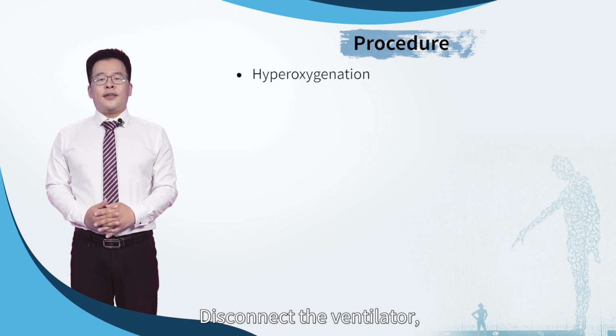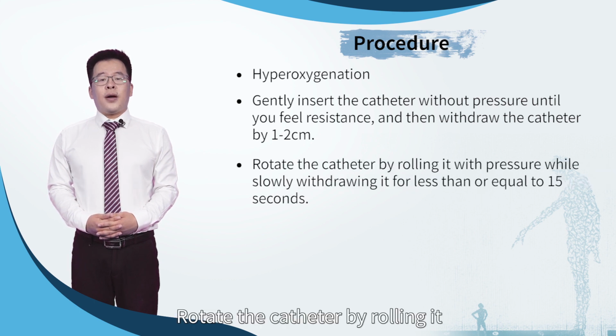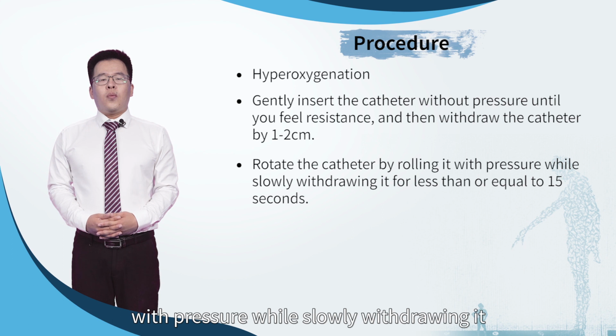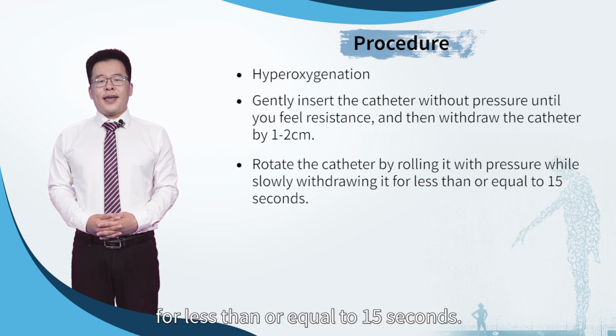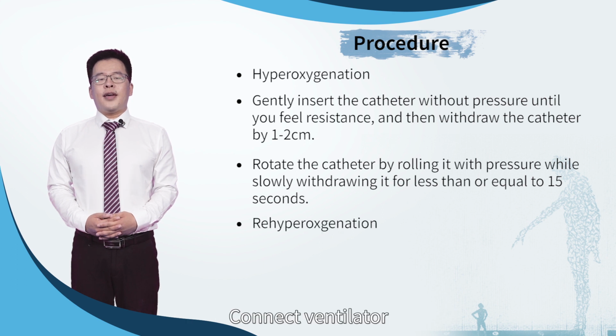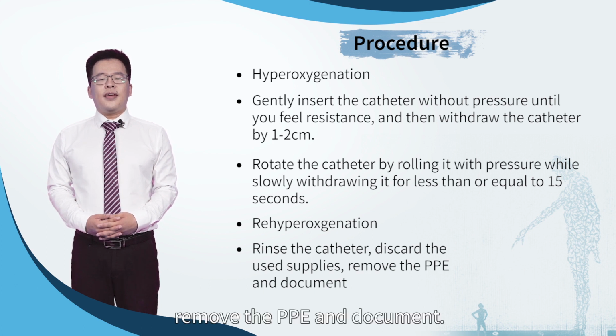Disconnect the ventilator, gently insert the catheter without pressure until you feel resistance, and then withdraw the catheter by 1 to 2 cm. Rotate the catheter by rolling it with pressure while slowly withdrawing it for less than or equal to 15 seconds. Connect the ventilator and hyperoxygenate the patient again for at least 30 seconds. Rinse the catheter, discard the used supplies, remove the PPEs, and document.